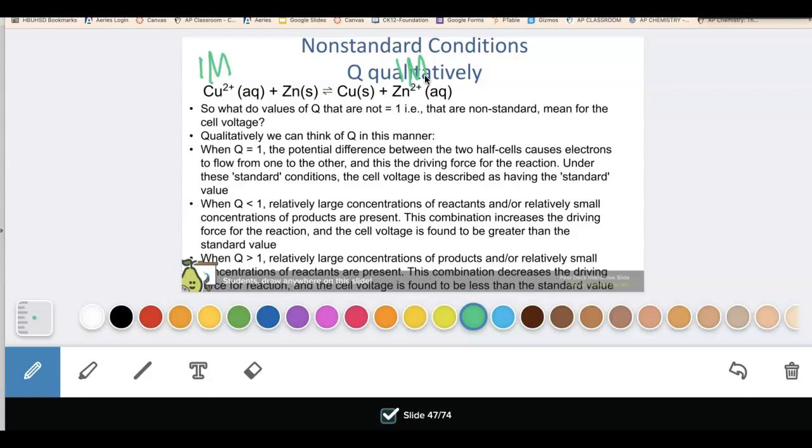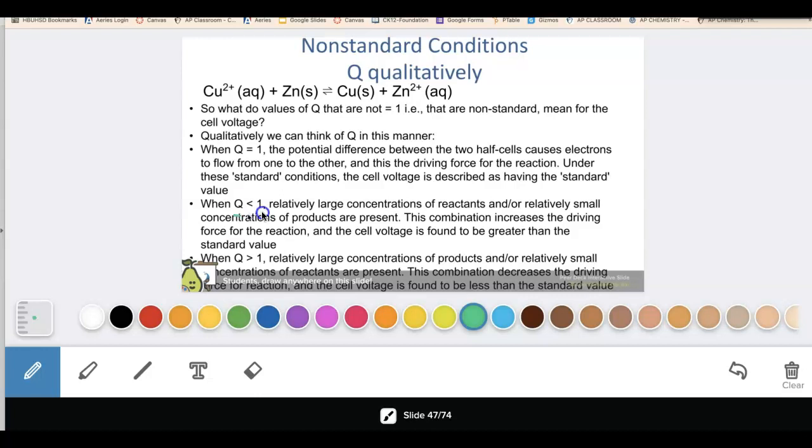So when Q equals 1, because Q would be 1 molar over 1 molar, it'd be products over reactants raised to their respective coefficients. Well, the log of 1 is 0, so this whole term goes away. So if Q is 1, the non-standard voltage is what we would expect it to be for the standard voltage. It wouldn't be any different. However, if we start messing with concentration or pressure if they're gases and they're no longer 1 molar, this can drive a reaction forward or backward depending on who is more concentrated.